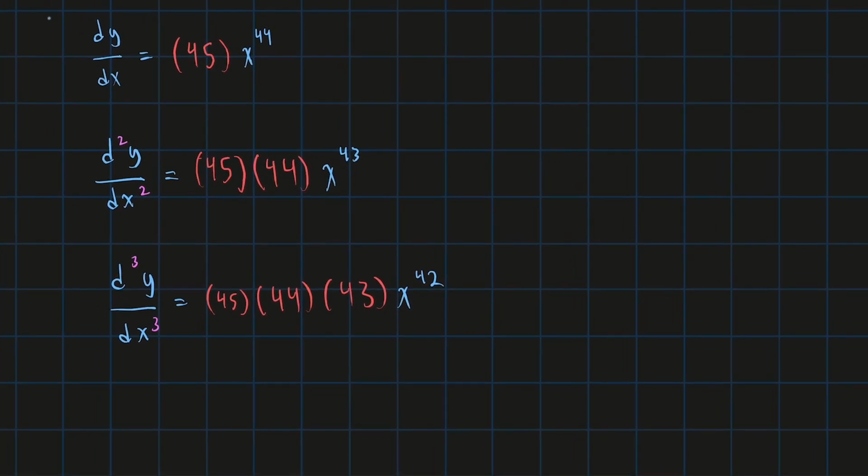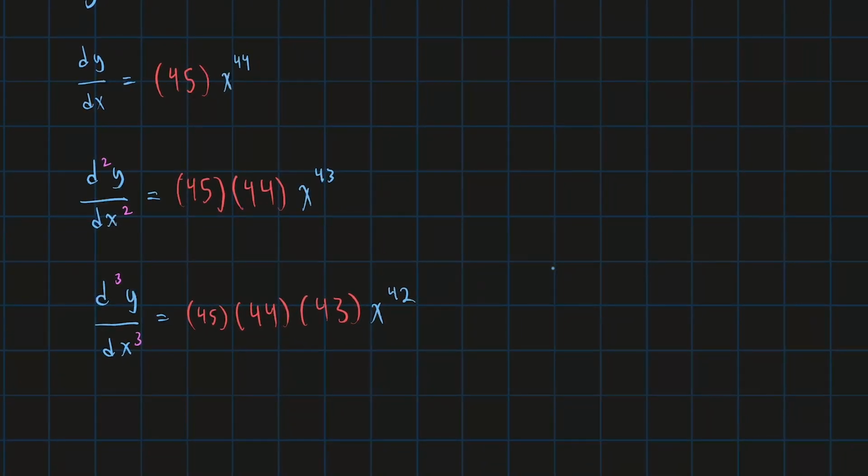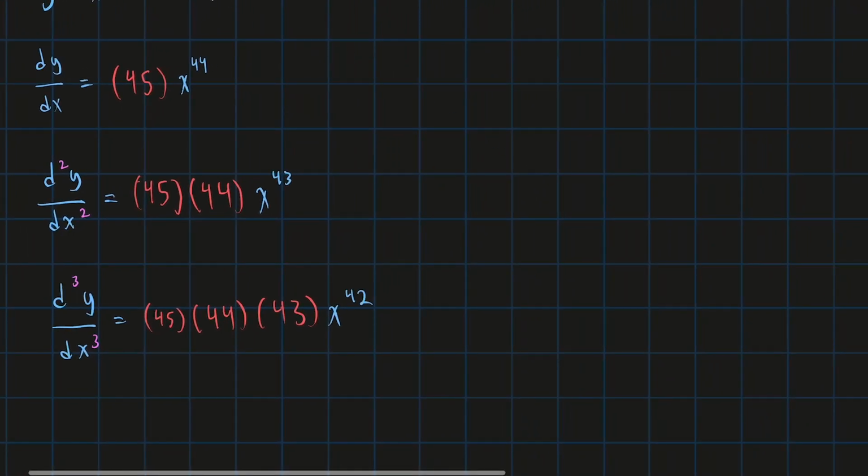Now we can sort of see the pattern forming here. We can see that each time we take the derivative, we're subtracting 1 from the exponent. And for the first derivative, we're starting with times 45. And then for the second derivative, it's times 44 times 45. So it's 45 times the number 1 less than 45. And then we're multiplying by the number 1 less than 44. Now, can we come up with a general rule for this?